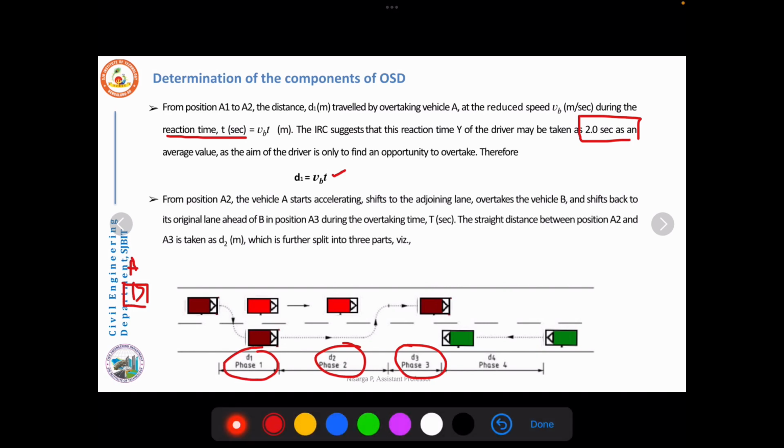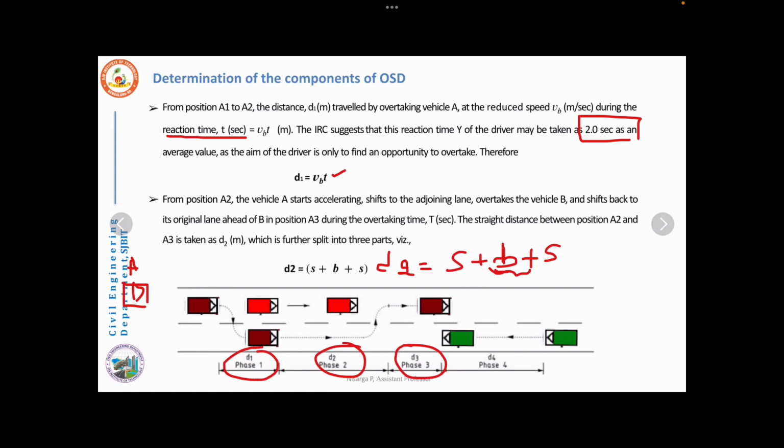Next, during the overtaking operation, the vehicle from position A starts accelerating, shifts to the adjoining lane and comes back to the previous lane. That is, the total D2 distance will be S plus B plus S. Okay, so we have already looked into the pictures. What is S and B? B is nothing but the distance traveled by the slow moving vehicle during the overtaking operation, and S is nothing but the clear space between the vehicles.